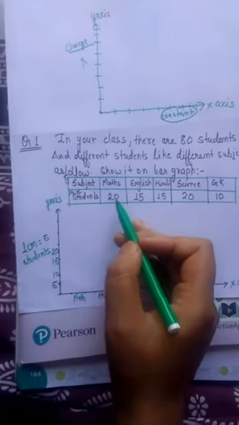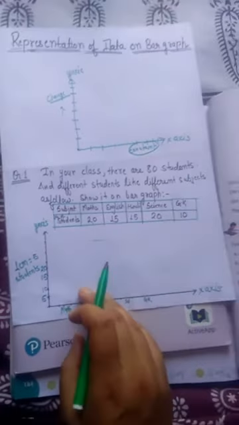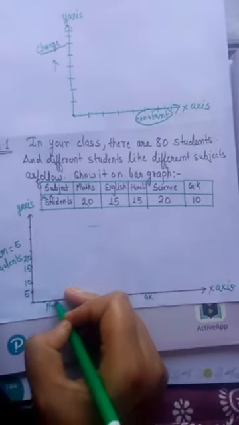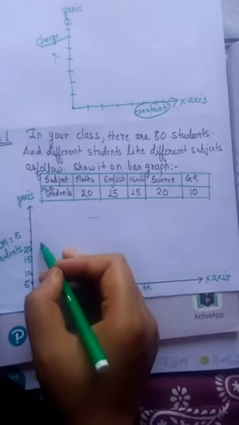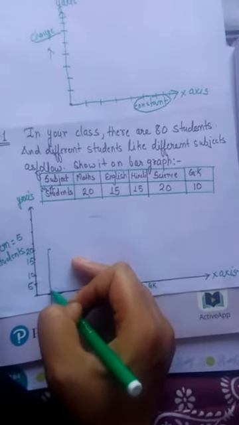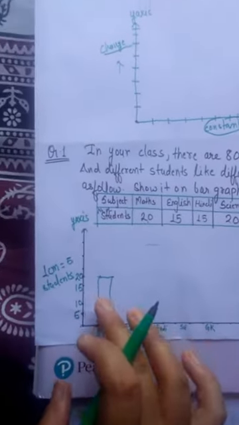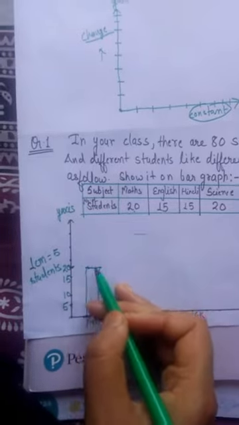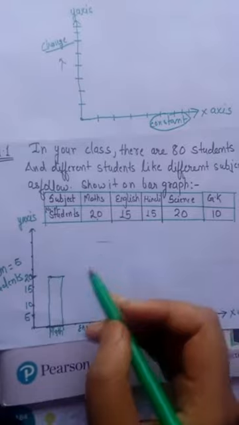Understand student? Then how many students like maths? 20 students. Then how do we draw it? We suppose this 1 centimeter as the scale, and we should draw here up to 20 on the scale. Understand? Then from here we can see that maths is liked by 20 students.